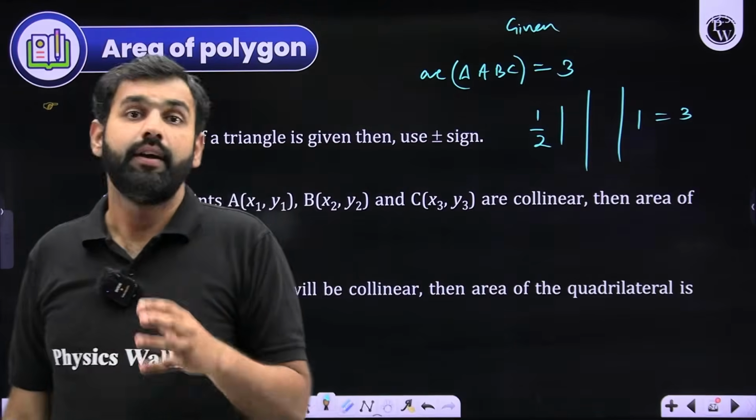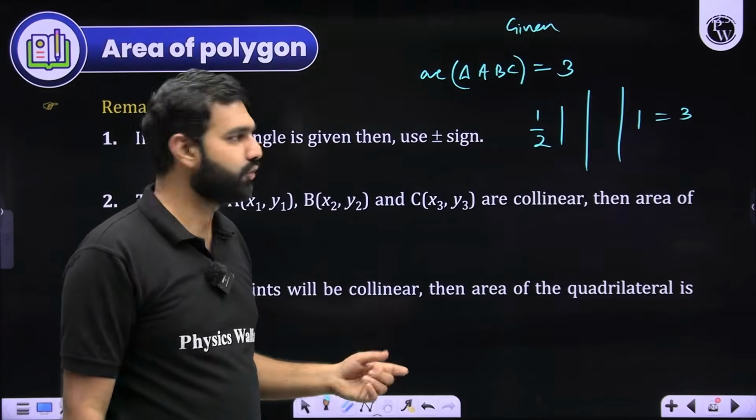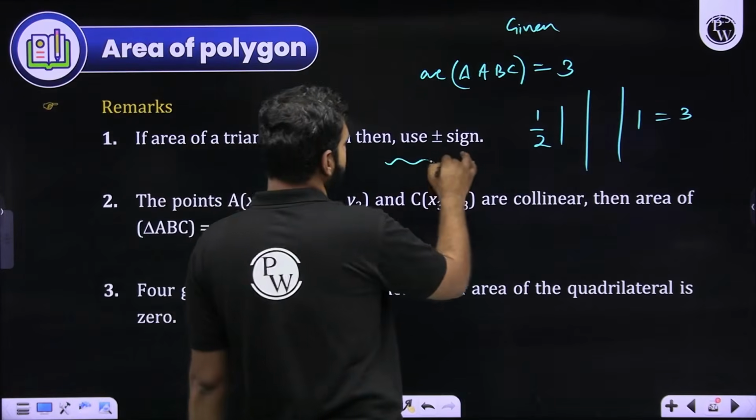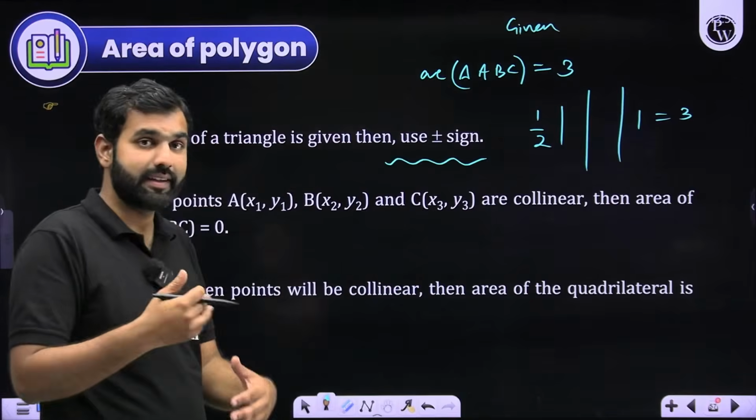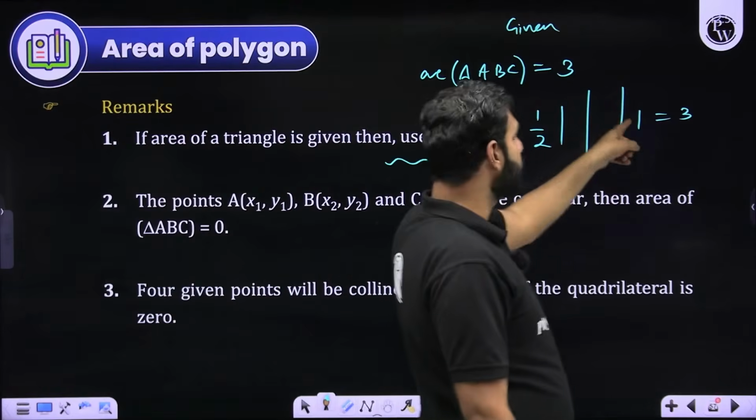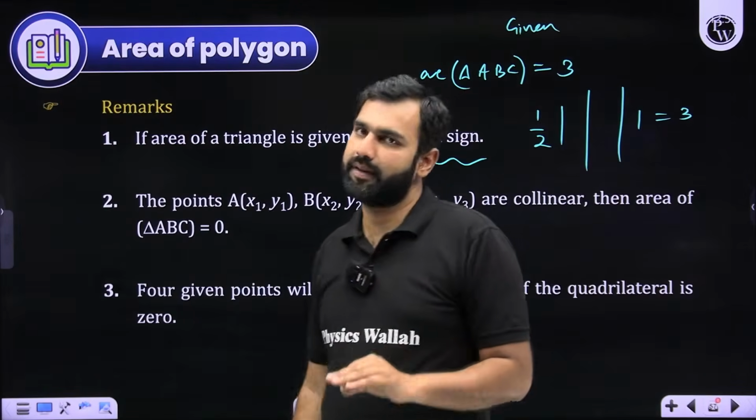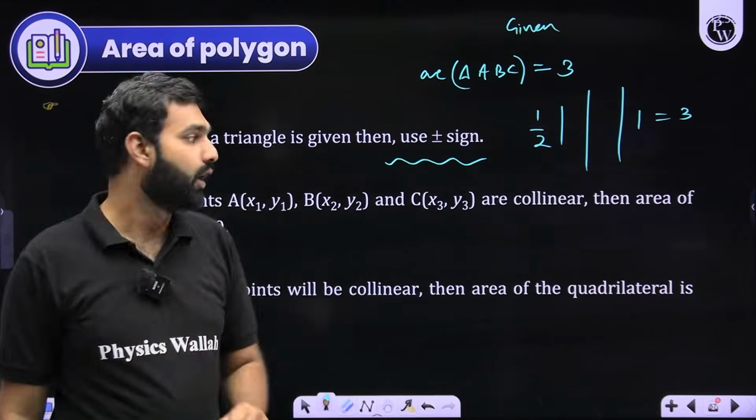And because of that, students commit errors like that. So such silly errors should be avoided. Whenever area is given and you're solving it in the reverse manner, when you remove this mod, you should use the plus minus sign. I hope you are understanding and remembering why.